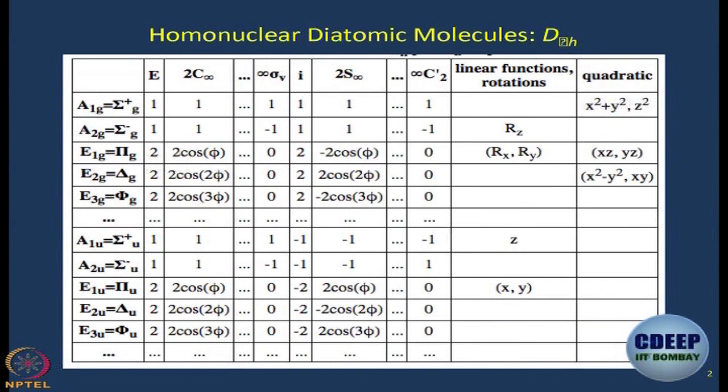To recognize the fact that it is a special character table, you call it sigma G plus. This one is A2G. A2G means what? Symmetric with respect to C infinity, therefore A, antisymmetric with respect to sigma V, therefore 2, and symmetric with respect to I, therefore G. Okay? Do not call it A2G, you call it sigma G minus. G is the same, it is just that instead of A1 I am writing sigma plus, instead of A2 I am writing sigma minus. Okay?